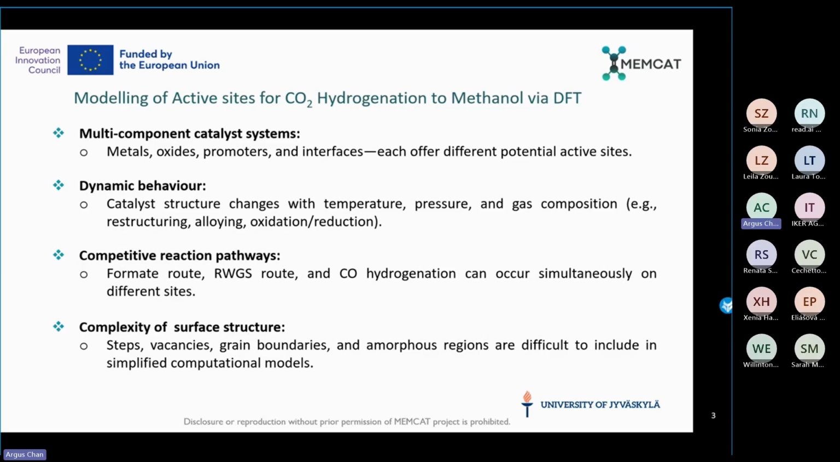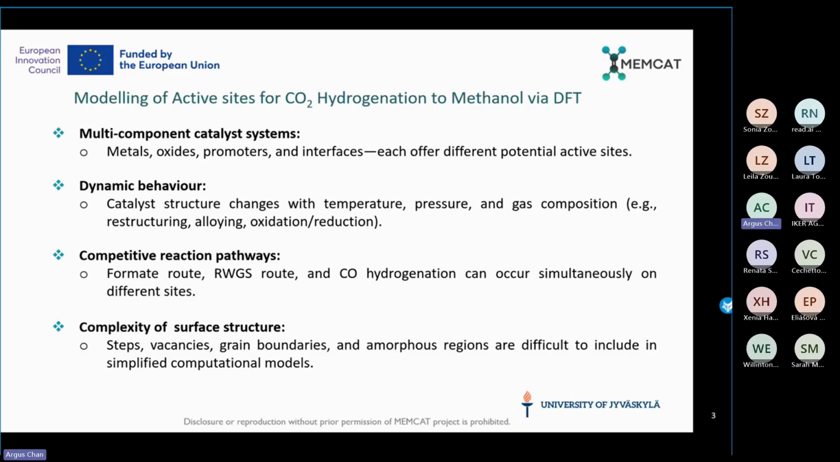Of course, if we know from experiments what is the active site, then it's a much easier task for us. But if you don't know, and if the catalyst is dynamically changing during the reaction conditions, as in this case, as Annette explained, the challenge is much larger for us. It's a multi-component catalyst system. It has metals, oxides, promoters, you name it. Which part do we include into our model? Can we include all of it, or how do we limit the phase space to search for the active site?